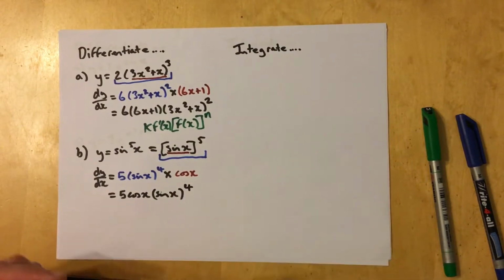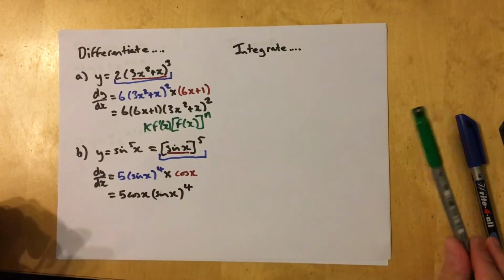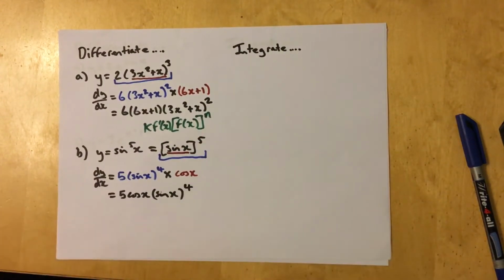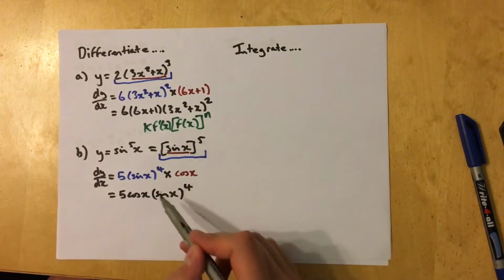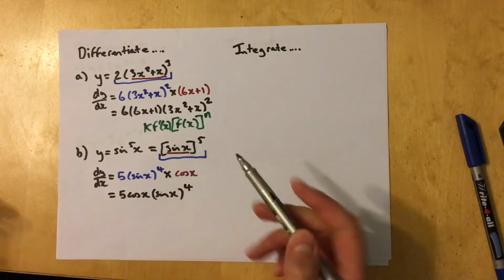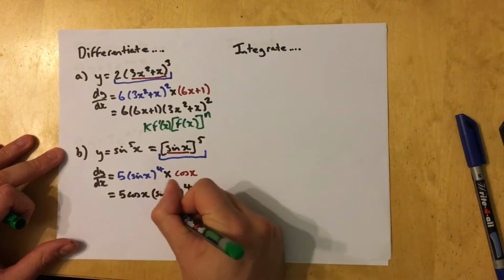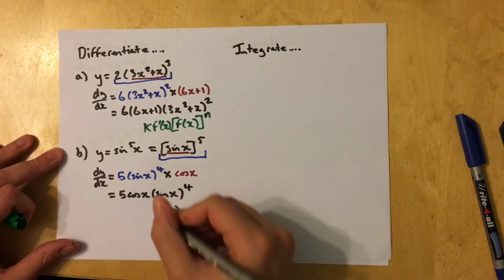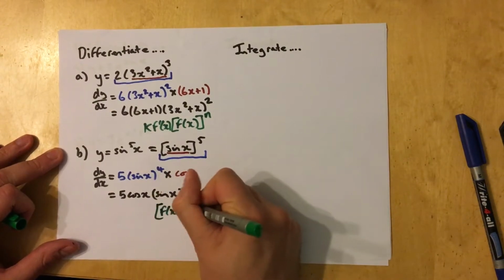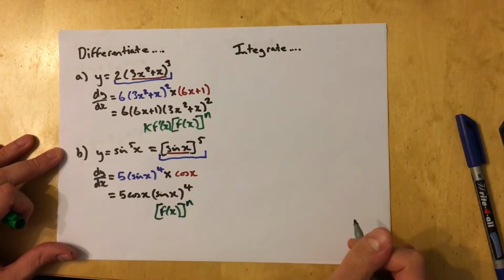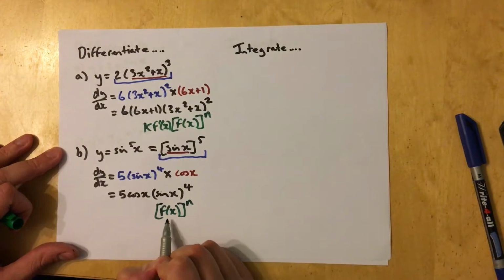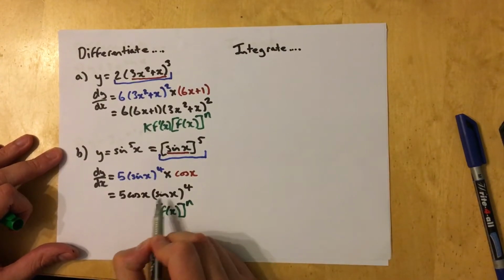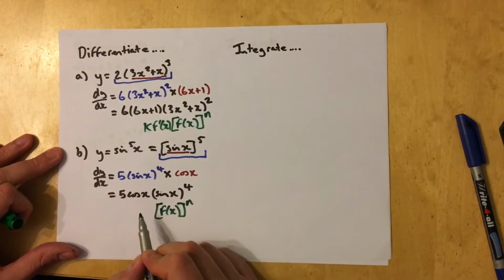Okay. Now again, if we have a look at where we started and where we've ended up, the thing that's been preserved, the thing that they've got in common is this sine x, which we can call our inner function. So we'll just call that f of x. And then if we look at the general form of what we've got here, we've got our inner function being raised to a power, and then in front of it I've got the derivative of that inner function and a constant.